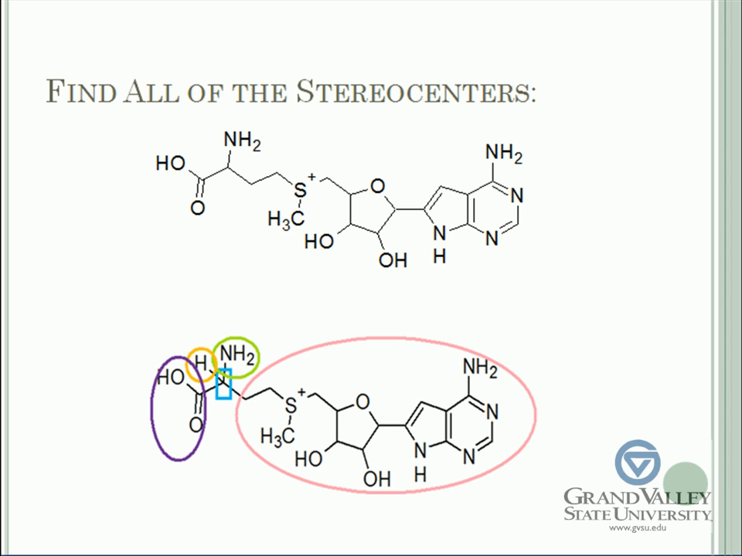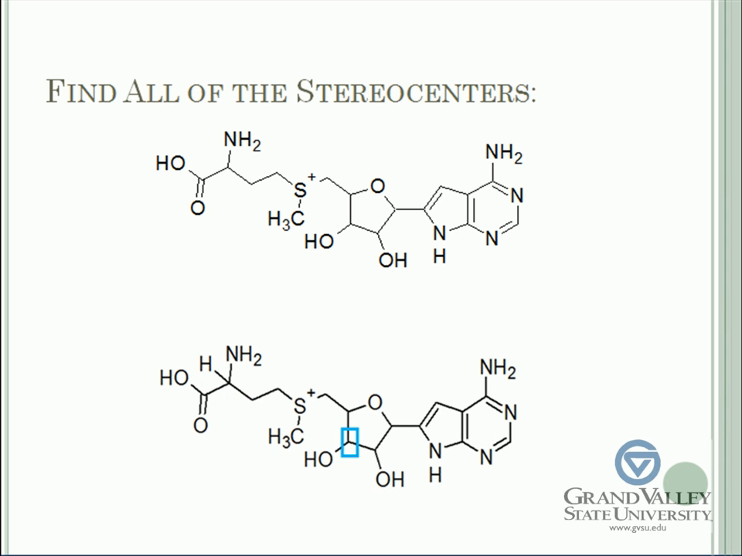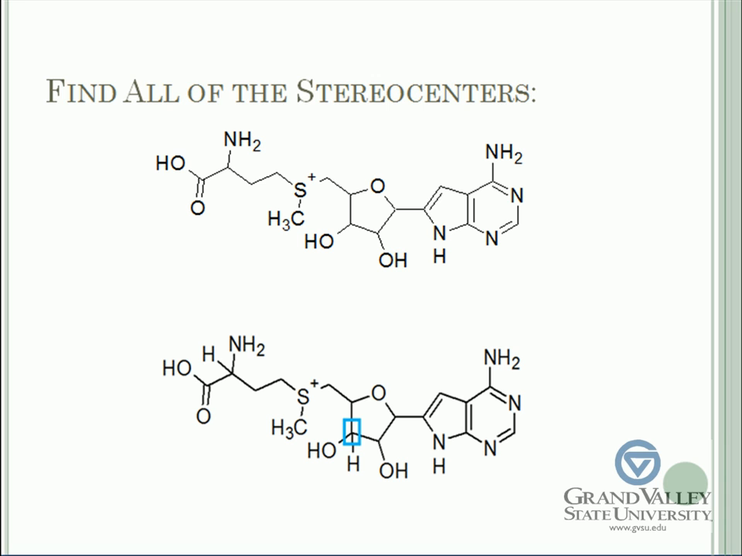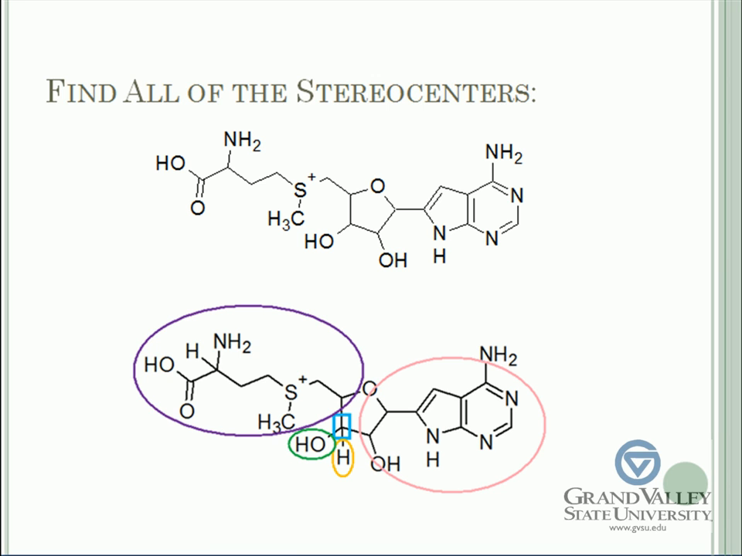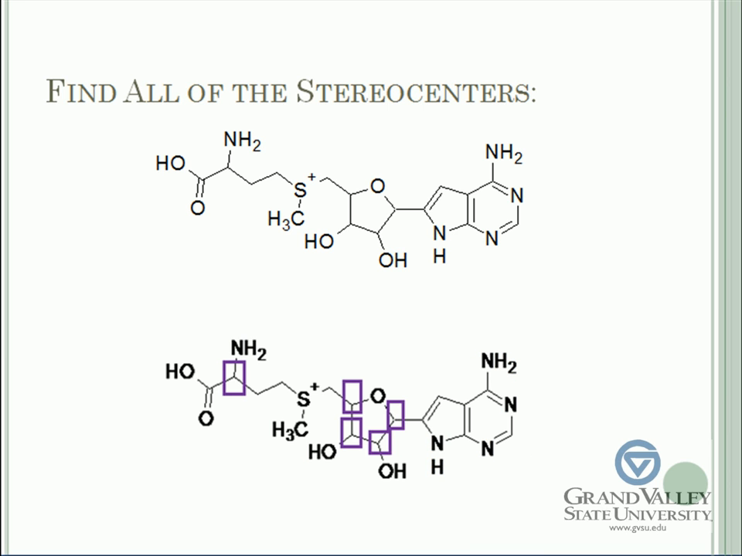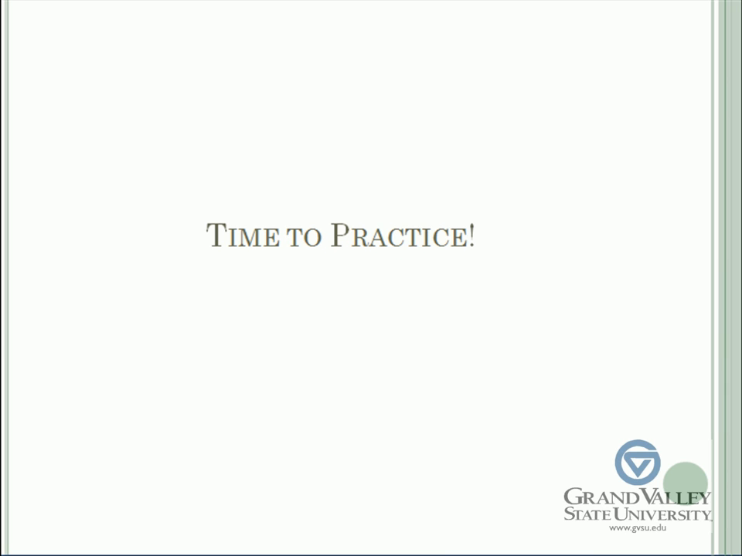Now we will look at one of the carbon atoms in the ring. Let's draw in the explicit hydrogen for this carbon atom. I have circled each of the 4 different groups bonded to this carbon atom, therefore making this a stereocenter. And if you continue to do this around the rest of the ring, you will verify each of the stereocenters we have already identified.